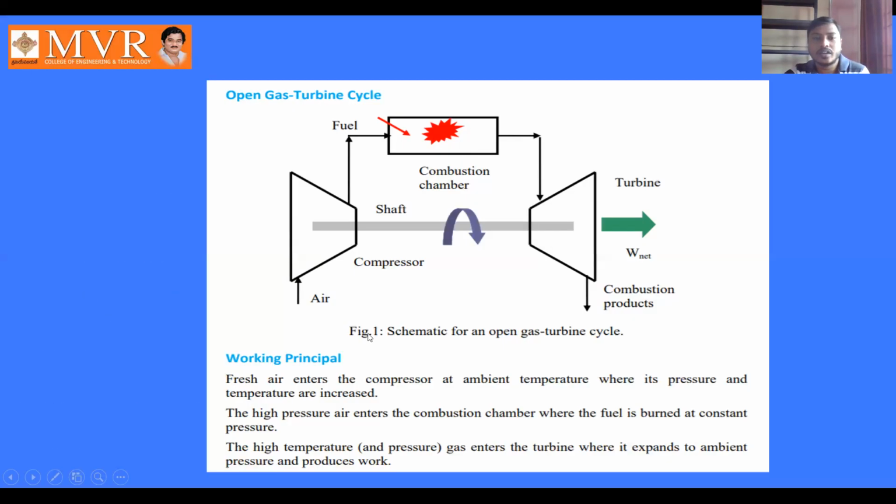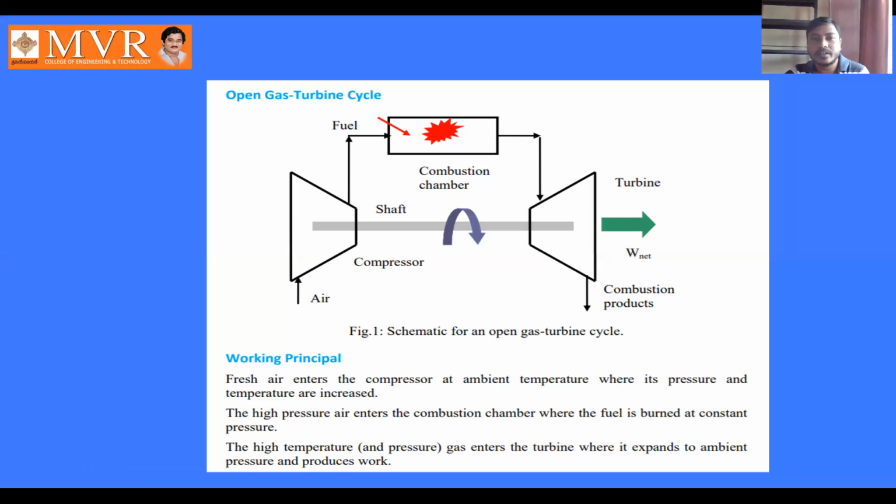Fresh air enters the compressor at ambient temperature, where its pressure and temperature are increased. The high pressure air enters the combustion chamber, where the fuel is burnt at constant pressure. The high temperature and pressure gas enters the turbine, where it expands to ambient pressure and produces work. This is the open gas turbine cycle.